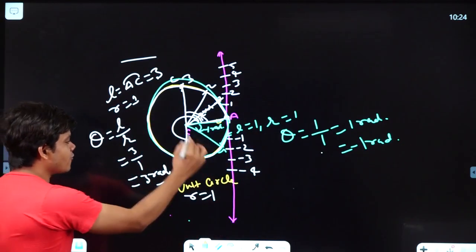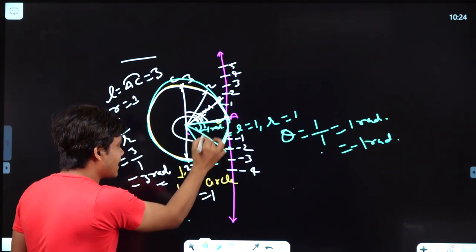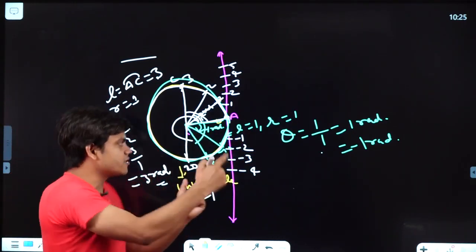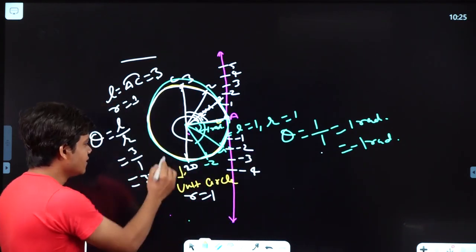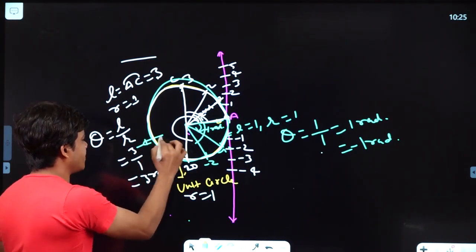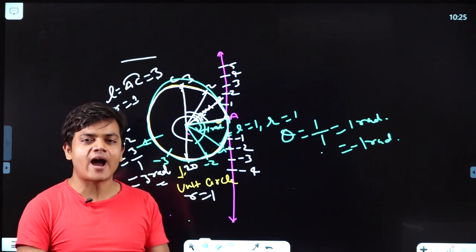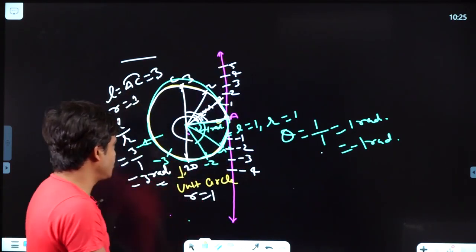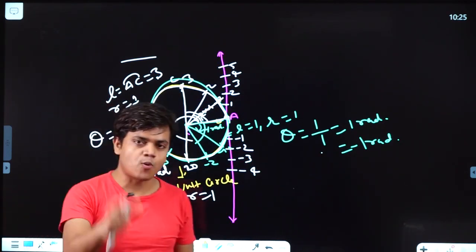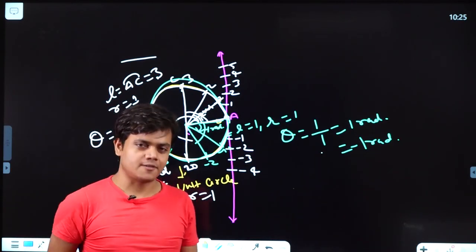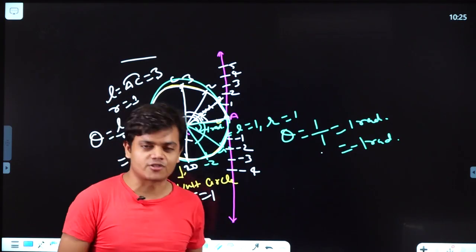And similarly, if your point -2 comes up over here, then you can see that the arc length is 2 and the radius is 1, and therefore your theta will certainly be -2 radian. Similarly, you can see the same for -3 radian, -4 radian. So now we have compactified this real number system on a unit circle, and for every real number there corresponds an angle in radian. So this was the relation between real numbers and the radian system.